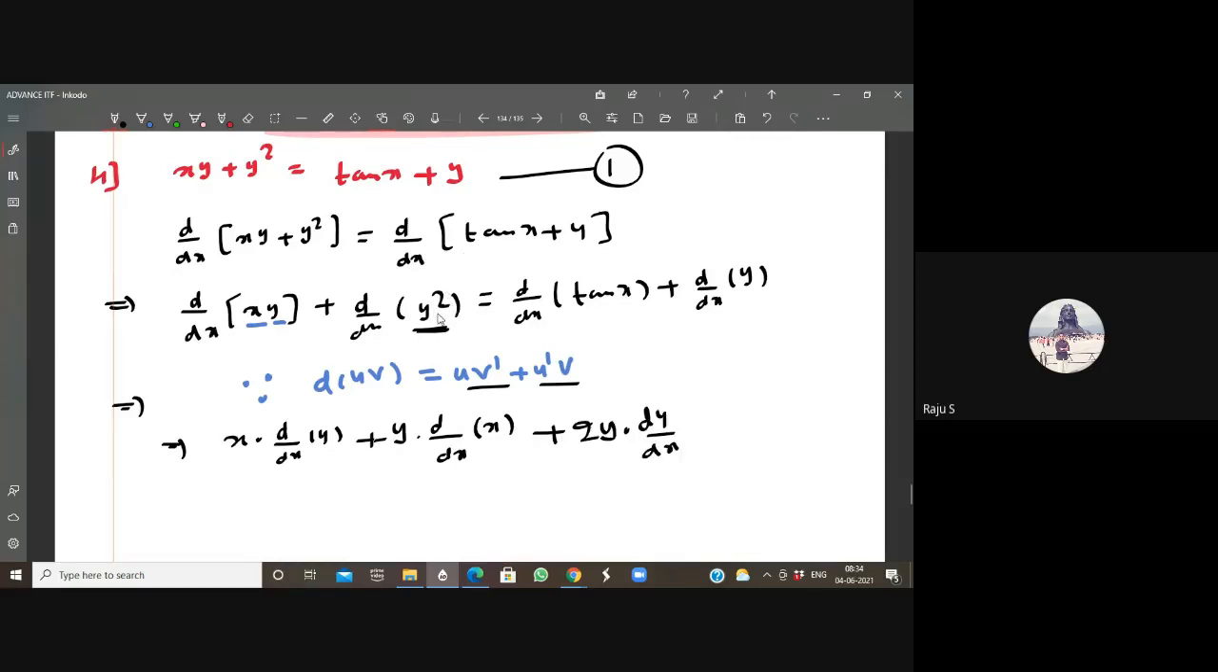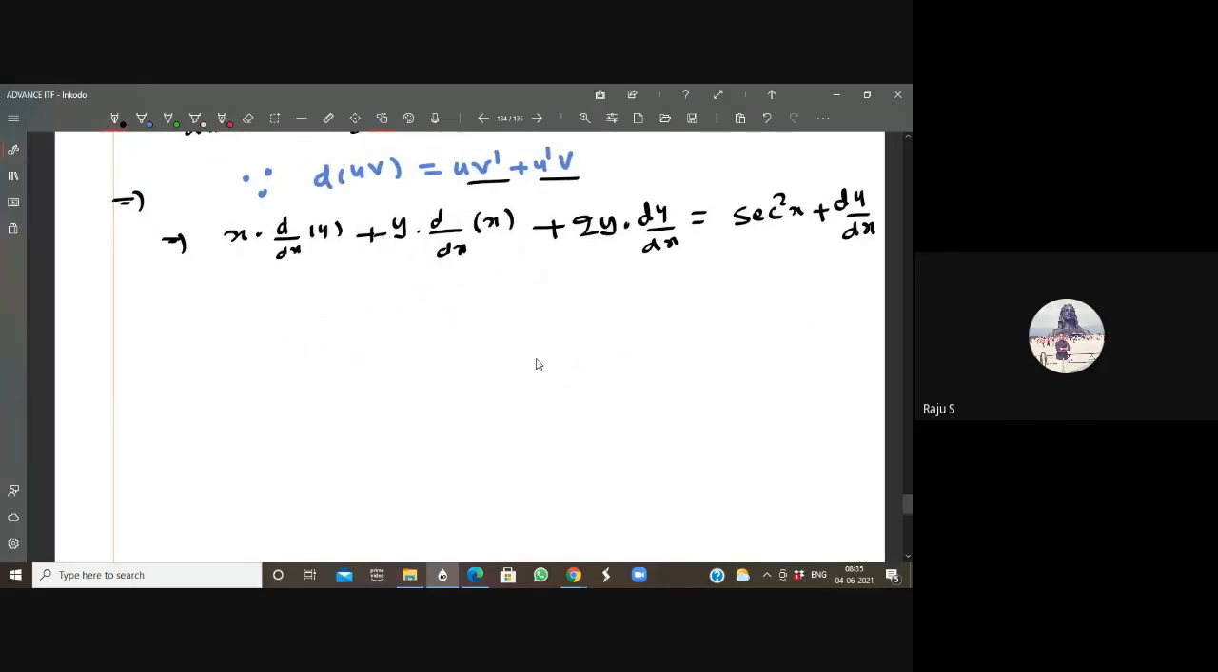Y square. First y square, then after y derivative. That is equal to, since we know that here direct tan x. Tan is a function in terms of x. Tan x derivative is secant square x. Plus your last one is dy by dx. Now again the same thing.